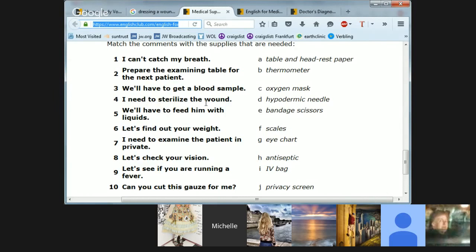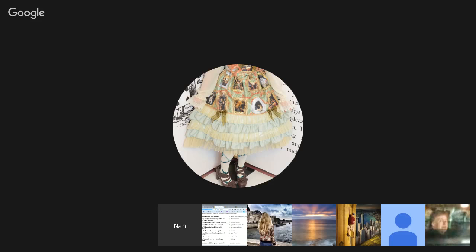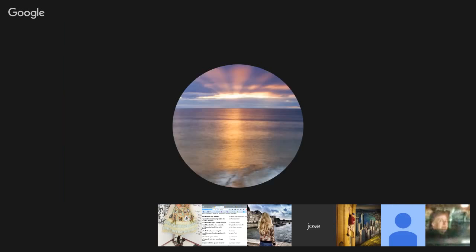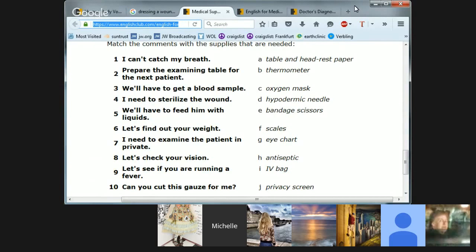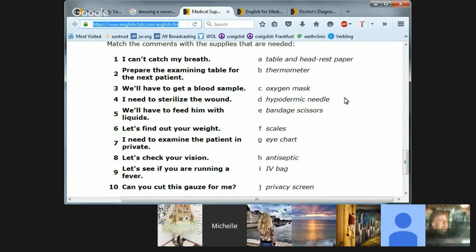And Jose, can you try number three? We'll have to get a blood sample. What do they usually use when they take your blood? A syringe, no? Yeah, usually a syringe. And then what's on the end of the syringe? Not the eye chart, but what's usually attached to the syringe? Hypodermic needle? Yes. The needle. Yeah, very good.